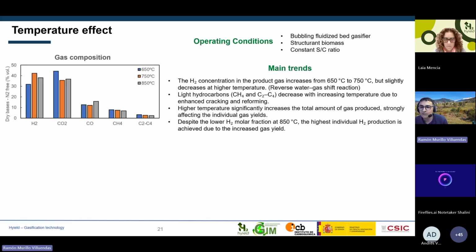Okay, finally we are moving to show the results that we obtained during this long experimental campaign. In this first slide, we can see the effect of temperature on biomass gasification using structural as feedstock. Experiments were carried out at 650, 750, and 850 degrees, keeping the steam to carbon ratio constant.